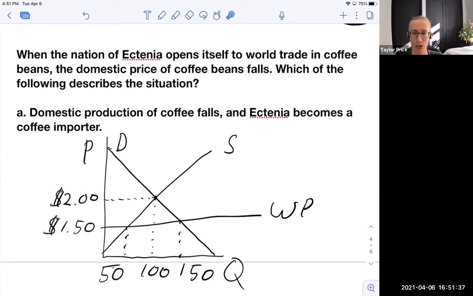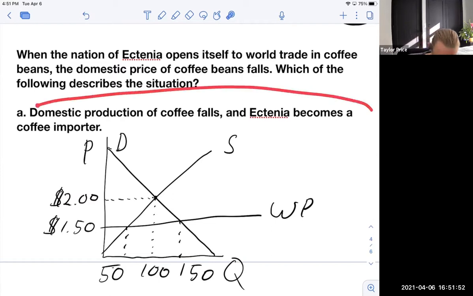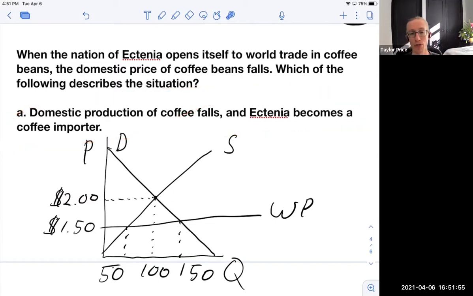The next question then was asking about when the nation of Incenta opens itself up to world trade in coffee beans, the domestic price of coffee beans falls. Which of the following describes the situation? So the correct answer was A, domestic production of coffee falls and Incenta becomes a coffee importer. And you know that because the domestic price of coffee beans, let's just say in the example I drew, was $2. So when the country opens itself up to trade, the price falls.